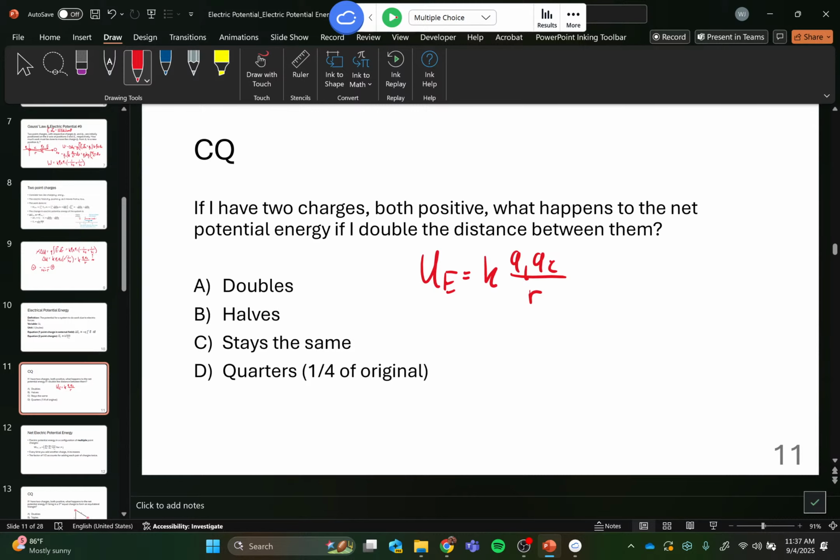Now, great. How do we do these problems then? What is my new energy stored? K is the same. Q1 is the same. Q2 is the same. My distance doubled. So you just pull out that doubled. It's on the bottom. Keep it on the bottom. And boom, there you go. My energy is half the original.